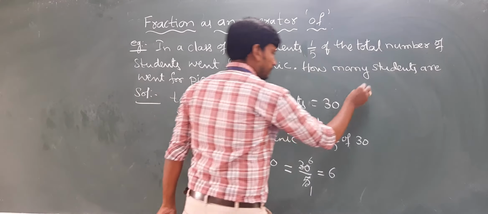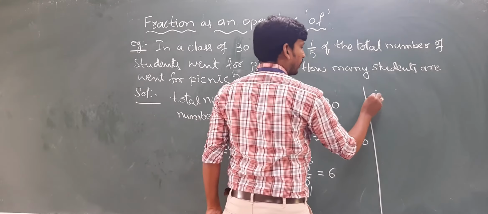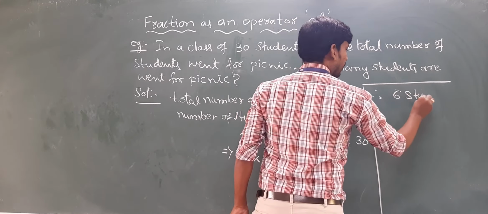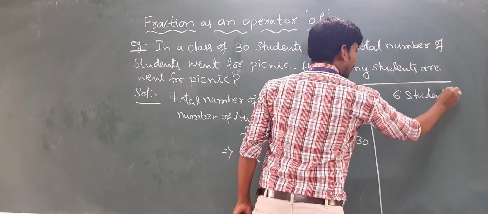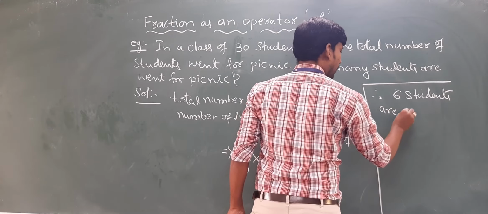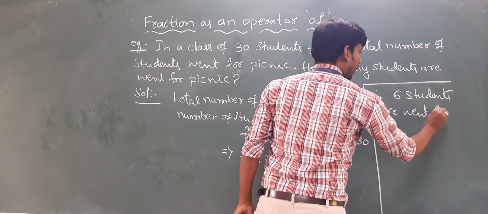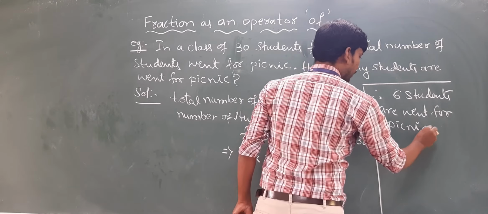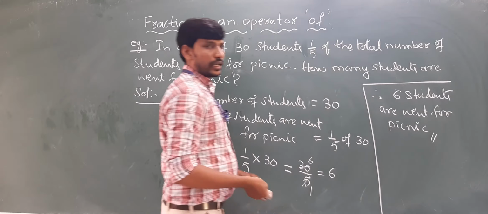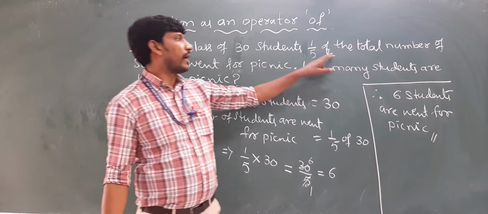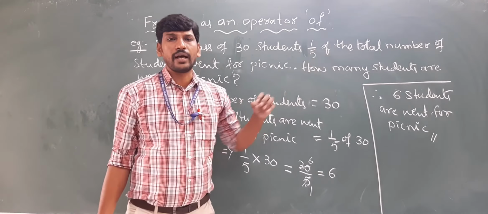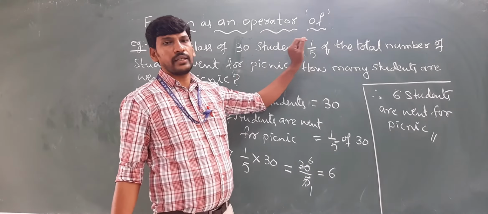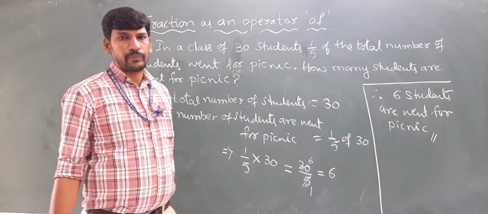So therefore, 6 students went for picnic. Clear? This is the process to find out. Whenever you get of, it is nothing but multiply. It is a product.